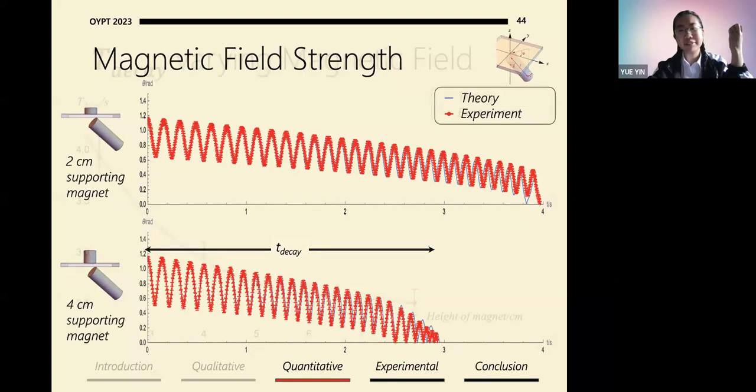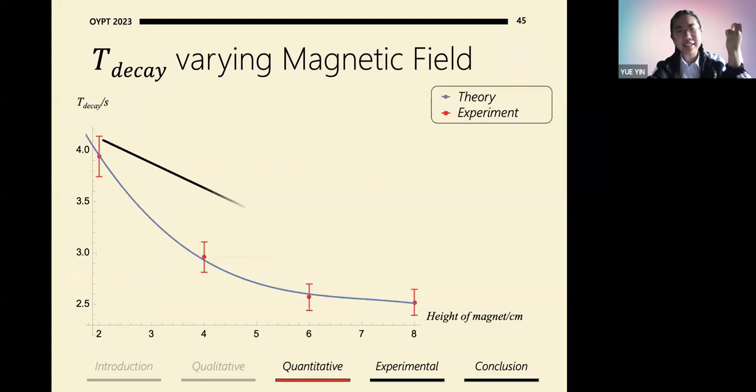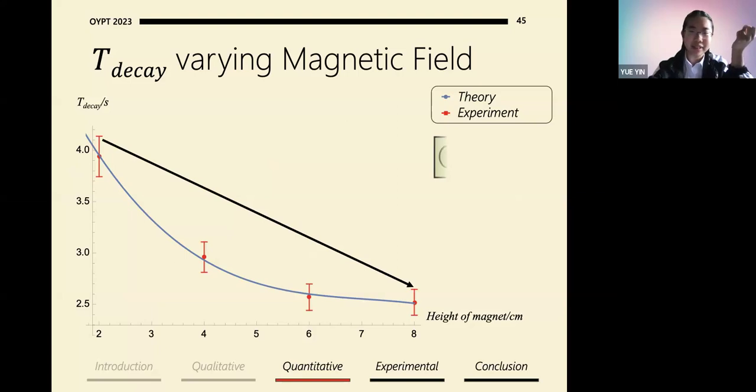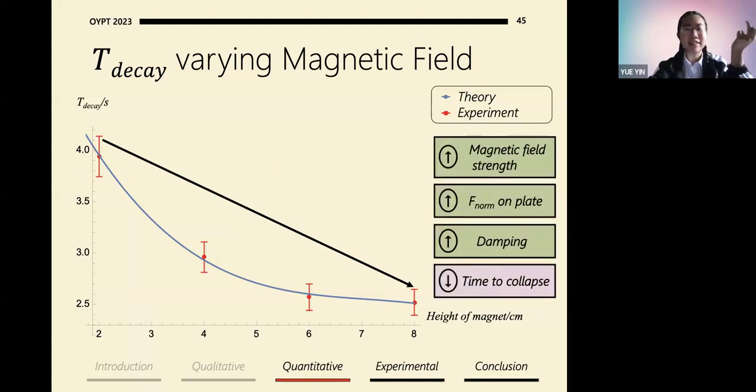In fact, if we do more experiments and plot this time to collapse against the size of the magnet, such a decreasing trend is obtained. And why is this so? It's actually because when we increase the magnetic field strength, we also increase the normal force on the plate, so there is more damping, and it takes a shorter time to dissipate its energy.